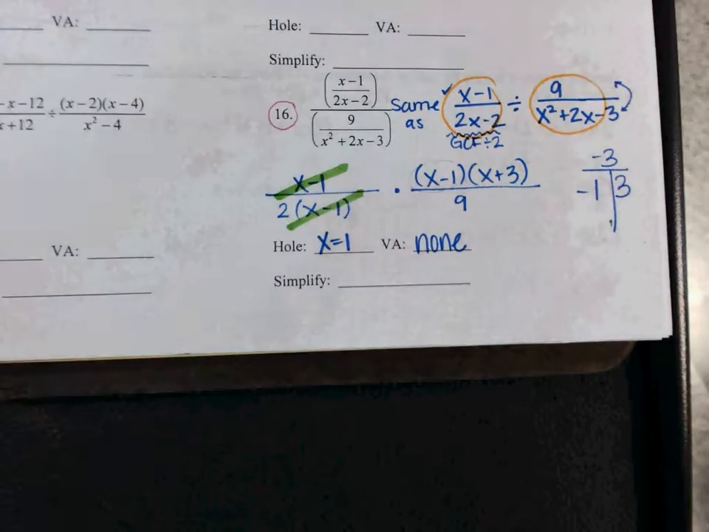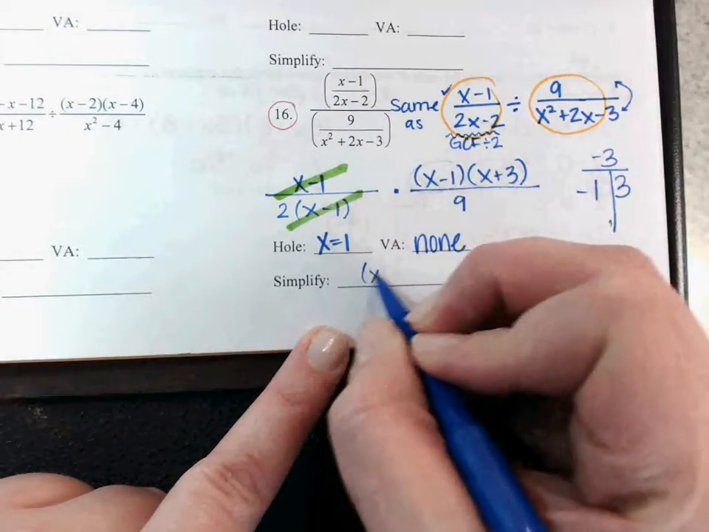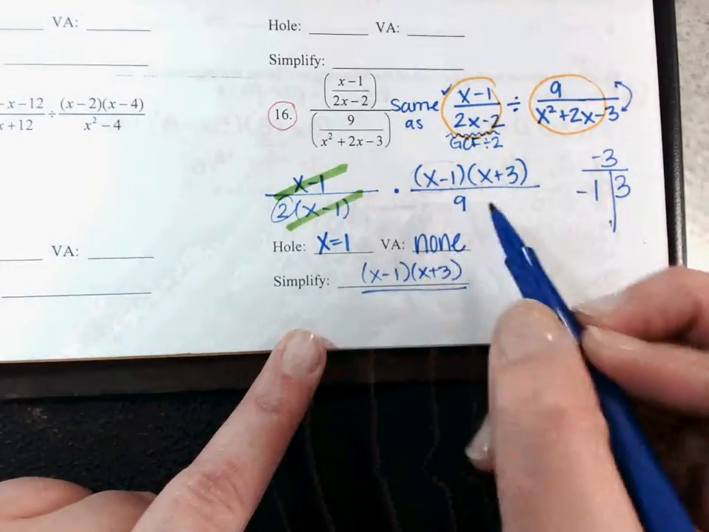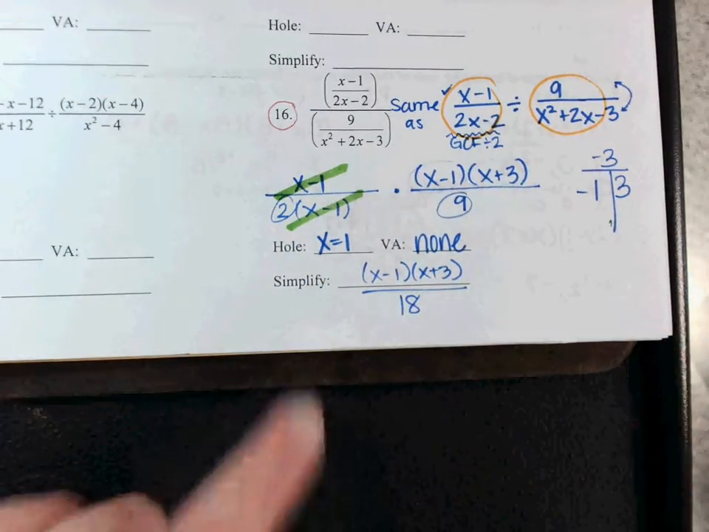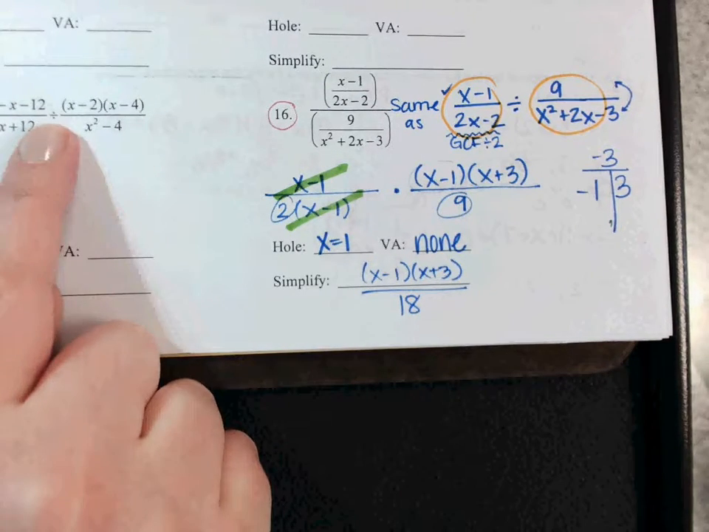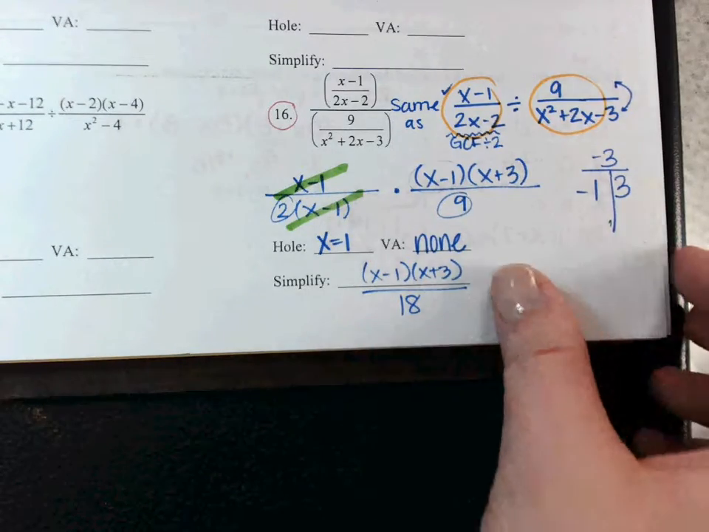Good question. Then for your simplify, you just put whatever's left over. So x minus 1, x plus 3. And then you can leave the 2 and the 9 separate. I'm just going to make it an 18, but 2 times 9, you could leave that in separate pieces if you want. You are only flipping when it's what symbol in the middle? Divide by. Other than that, you're not flipping. Got it? Okay, turn the page.